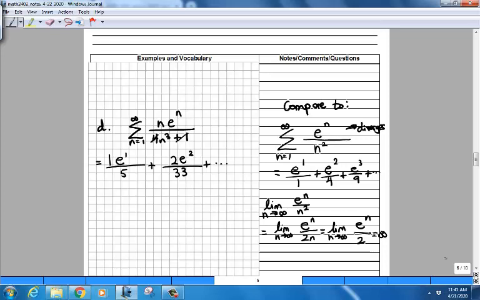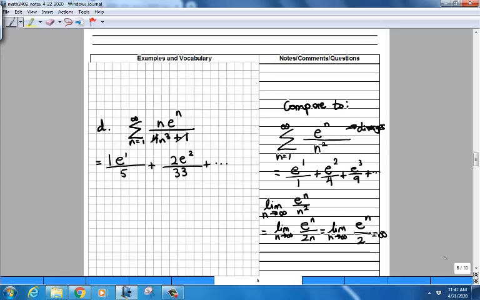So the terms of the series are getting big. That means that the sum of the terms of the series has to be getting big as well. So this series is going to diverge. All right, so that's good. That means I have something I can compare this series to.